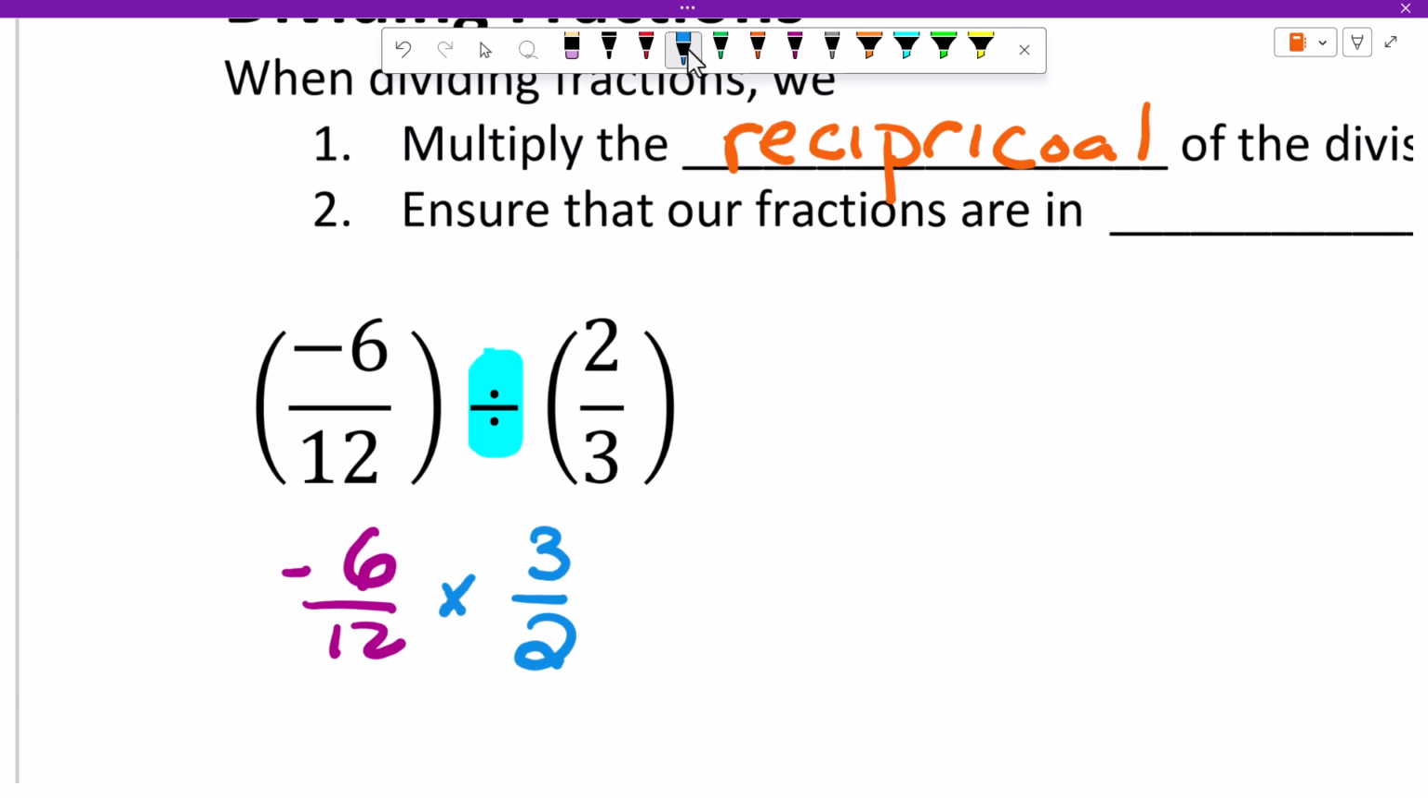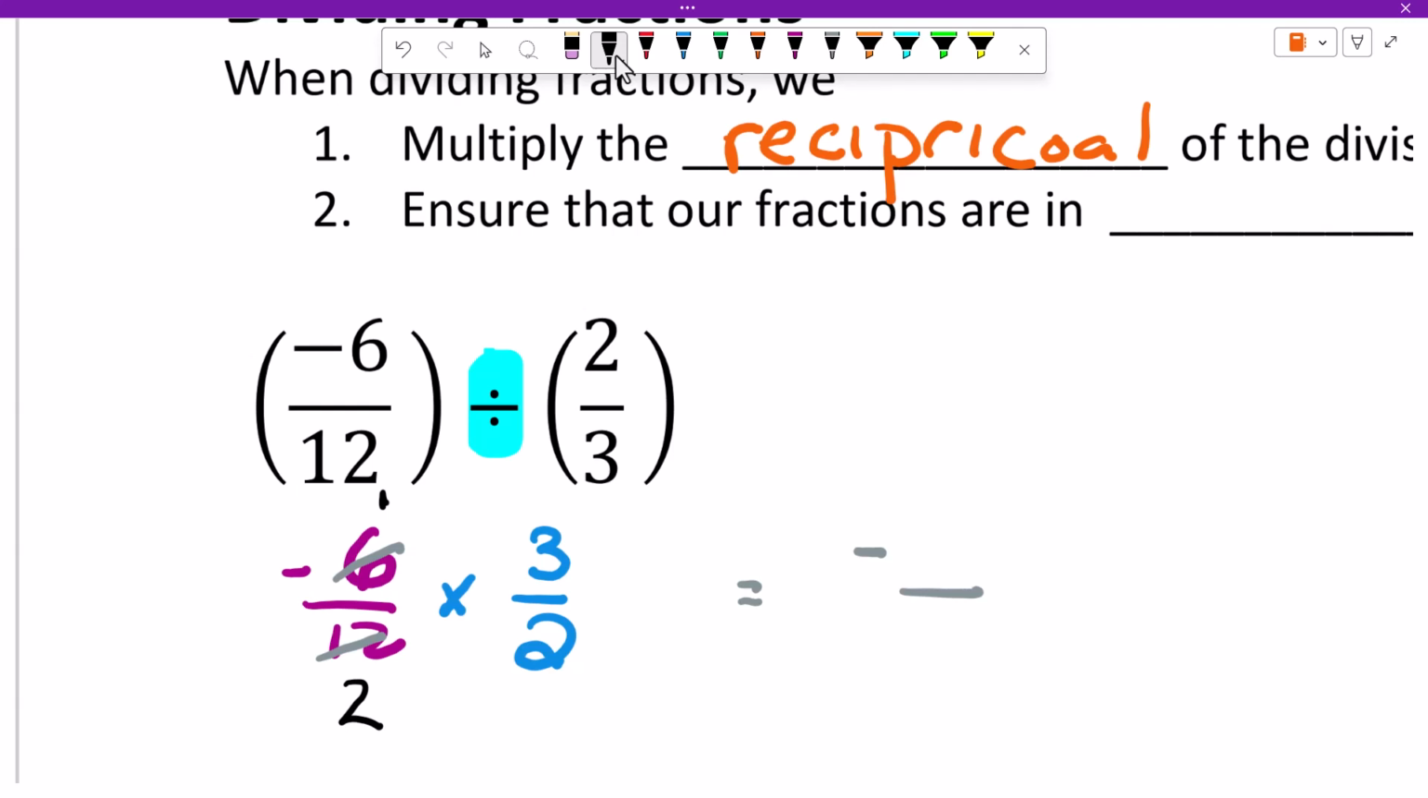Is there anything that can go into a top and bottom to make them smaller? 6 and 12 can be divided by what? 6. So both of these numbers can be divided by 6. Our final answer, positive or negative? Negative. So 6 divided by 6 is 1, and 12 divided by 6 is 2. So 6 fits into 12 twice.